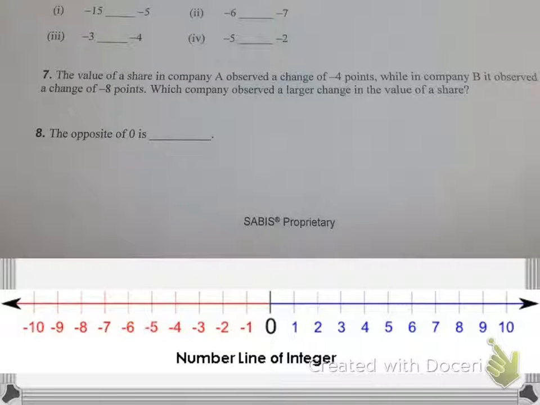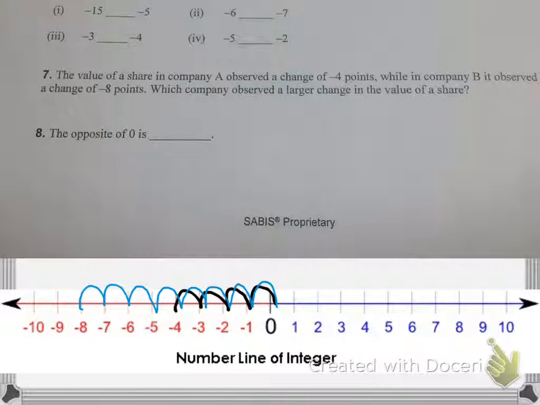Okay, for number 7, it says the value of a share in company A observed a change of minus 4 points. So for A, let's say we're starting at 0, we're going to go backwards 4 points. So they went backwards 4 points. Then it says company B observed a change of negative 8 points. So if they started at 0, they went 1, 2, 3, 4, 5, 6, 7, 8.